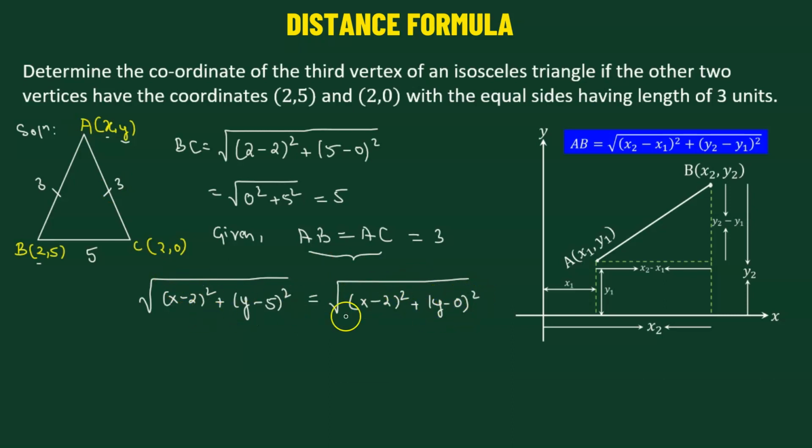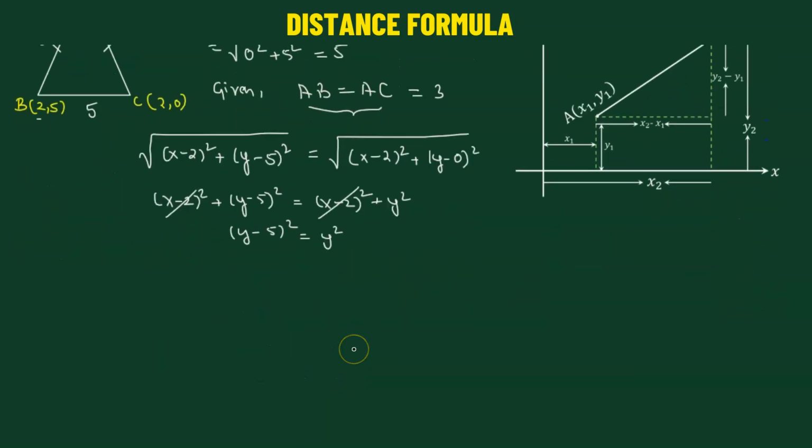So what we'll do, we'll take the square on both sides. This is going to get rid of the square root. So we have (x minus 2) whole squared plus (y minus 5) whole squared equals (x minus 2) whole squared plus y squared. Now we can cancel out (x minus 2) whole squared from both sides. So we have (y minus 5) whole squared equals y squared. Let's take the square root on both sides. So we get y minus 5 equals plus or minus y.